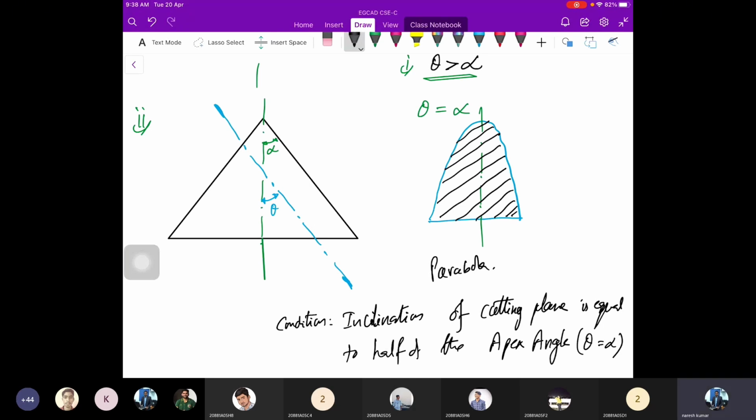With an angle theta. So what does theta mean here? If you want to get a parabola, theta should be equal to alpha. Alpha is nothing but half of the apex angle. Theta is equal to alpha. If you are using the same inclination as alpha, then whatever cross section we are getting is a parabola. Clear?